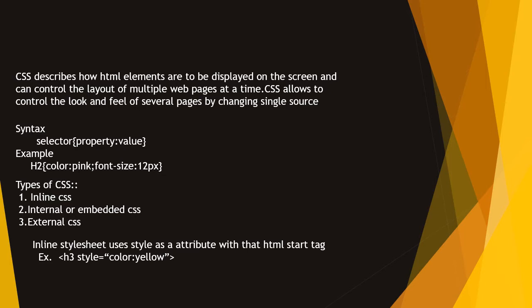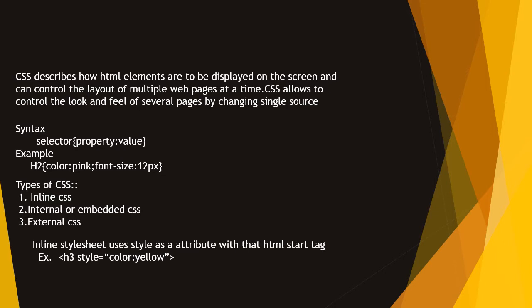So here's the syntax for cascading style sheet. First we have to choose a selector. What do you mean by selector? Selector is any HTML element, that is any HTML tag. Then in curly braces we have to take property and value.